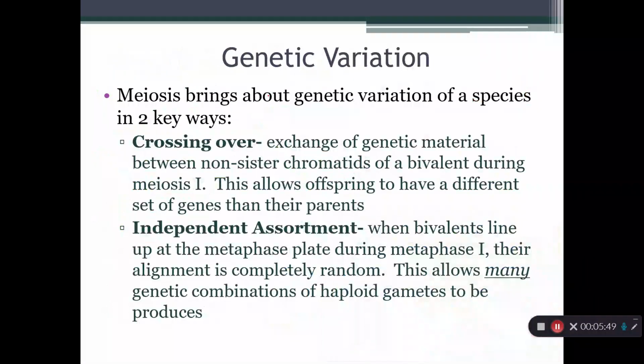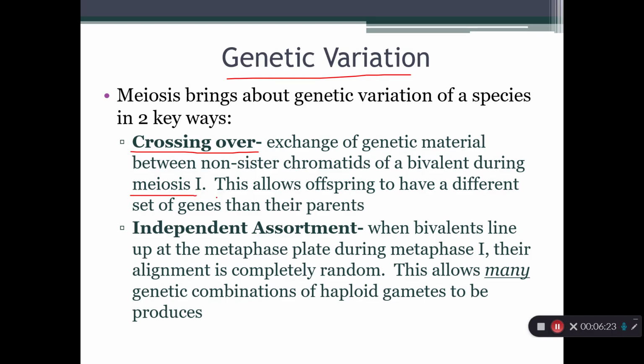Okay, so let's look at this right here. Like me and my sister have the same mom and dad, and we look totally different. Why? We have the same mom and the same dad, so why do we look so different? Meiosis brings about genetic variation of a species in 2 key ways. The first one is the crossing over. The chromosomes actually cross over and exchange. They switch genetic material between non-sister chromatids of those bivalents during meiosis 1.